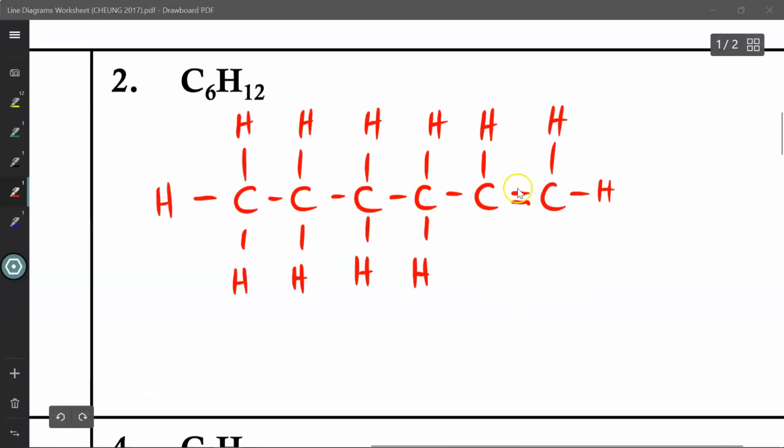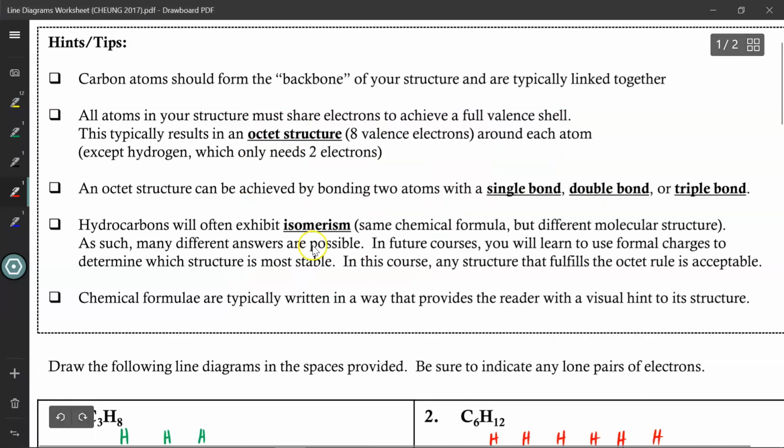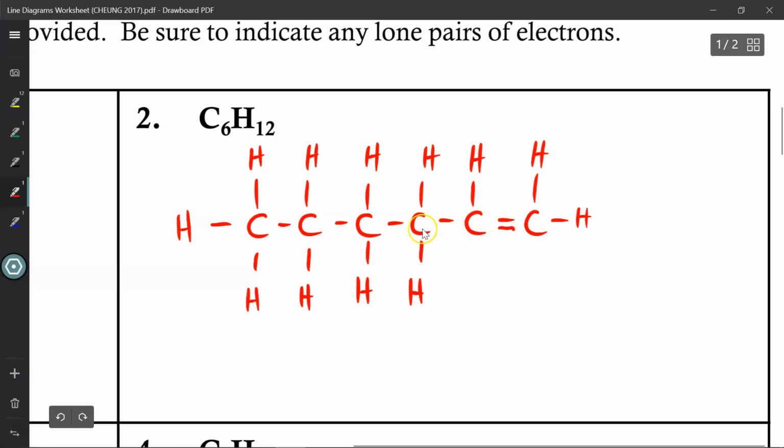Now, did that double bond have to be located between these 2 carbons? No, I could have placed the double bond here, or here, or here, or here. That is called isomerism. Same chemical formula, but totally different structures. So if you had placed your double bonds anywhere over here, I would still give you full marks, so long as each hydrogen has 2 electrons, a full shell, and each of these carbons has that octet structure, a full shell as well. It's still fair game, you get full marks.